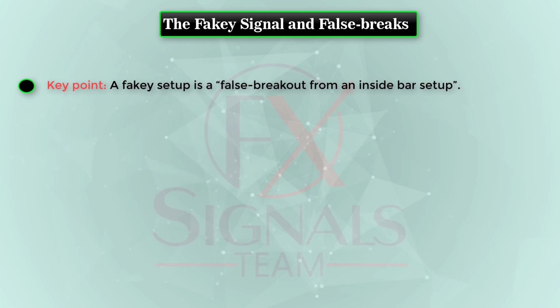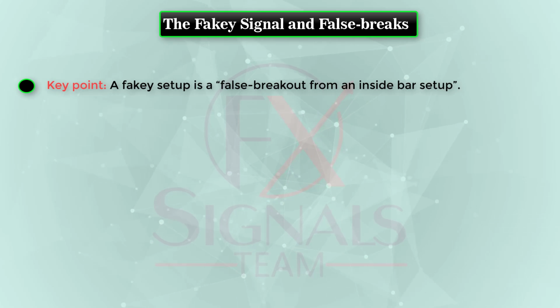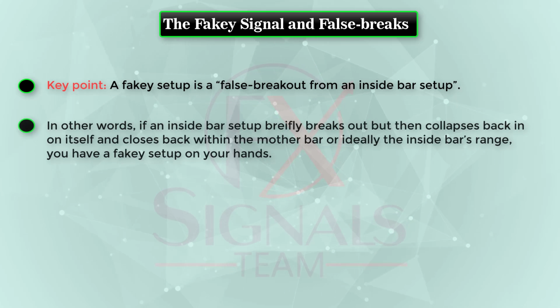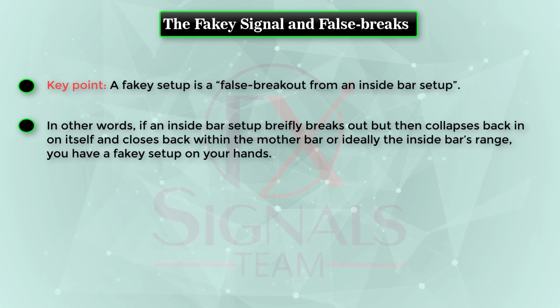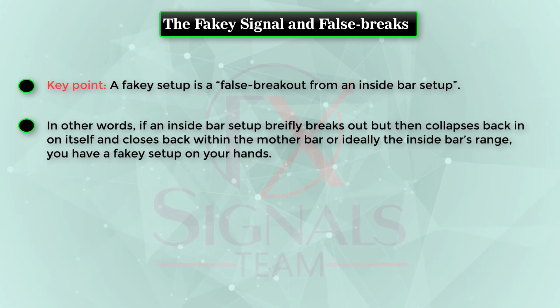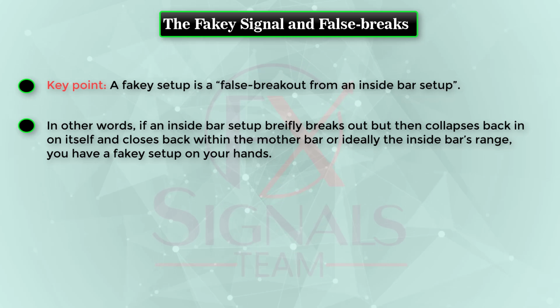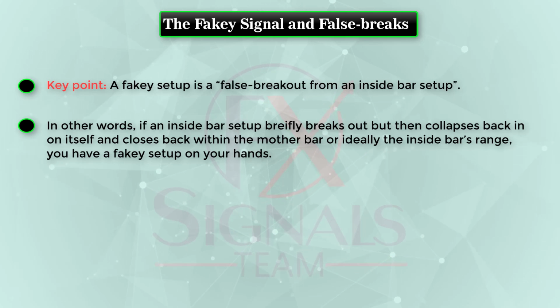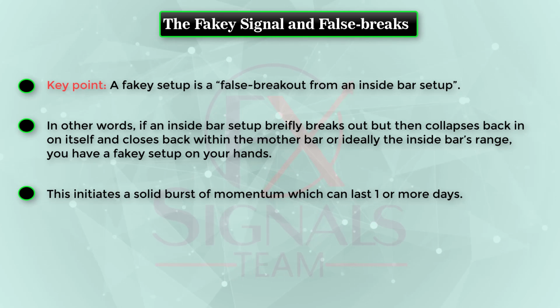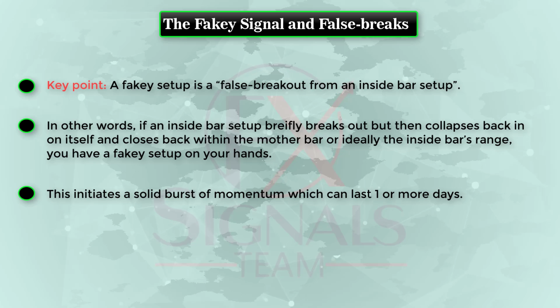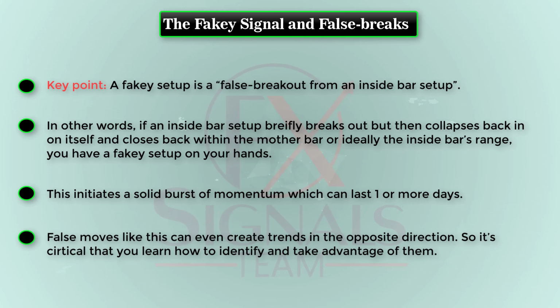Key point: a Fakey setup is a false breakout from an inside bar setup. In other words, if an inside bar setup briefly breaks out, but then collapses back in on itself, and closes back within the mother bar or ideally the inside bar's range, you have a Fakey setup on your hands. This initiates a solid burst of momentum which can last one or more days. False moves like this can even create trends in the opposite direction, so it's critical that you learn how to identify and take advantage of them.